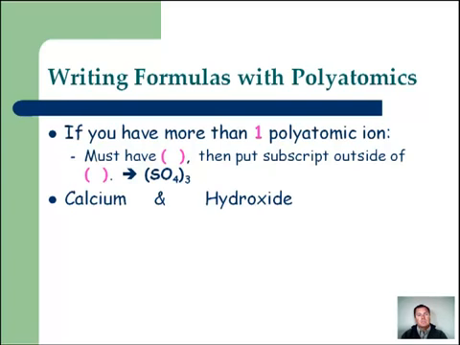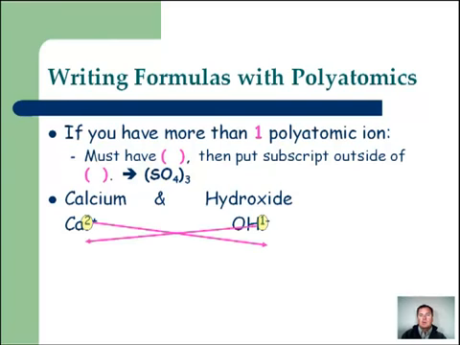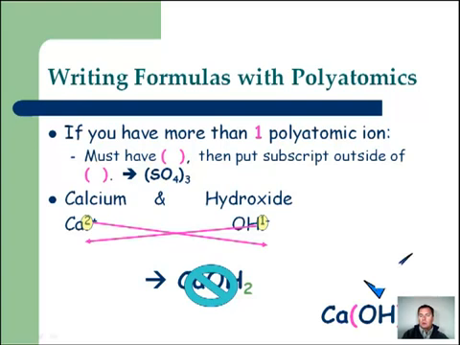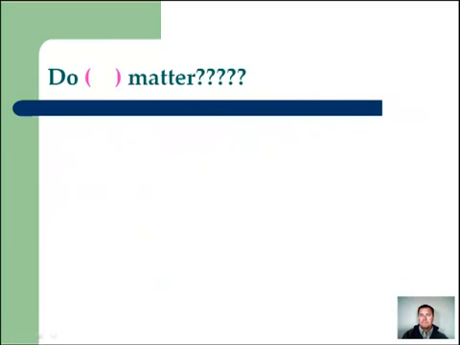Let's look at this one, calcium hydroxide. Calcium has a +2 charge, hydroxide is a -1. So you drop the 2 down this way, and you drop the 1 down this way. When we write them, we don't want to write it this way. That's incorrect. We want to write it this way. Since we have a 2 or greater coming down, we put our hydroxide in parentheses and separate it.